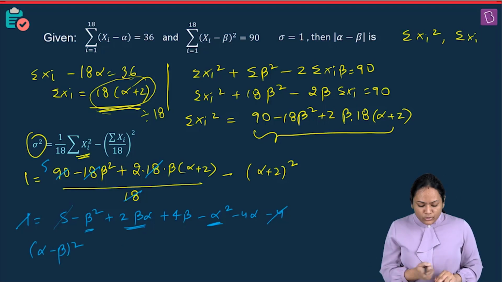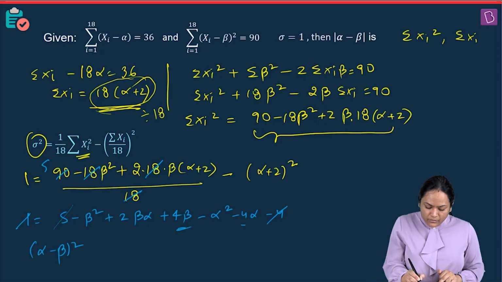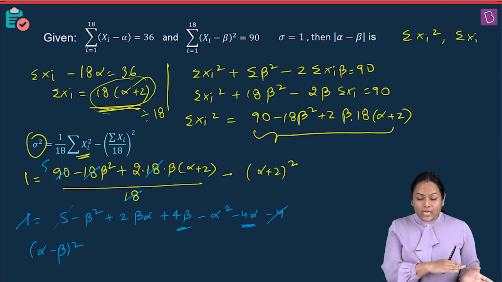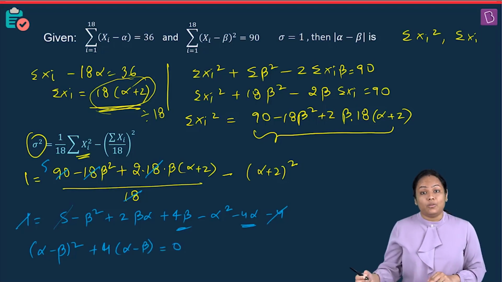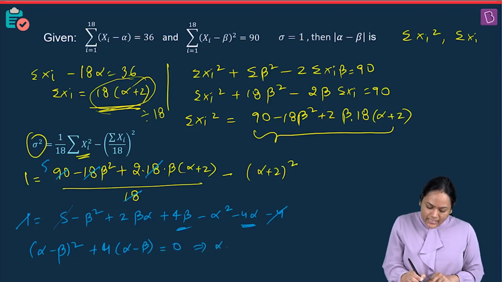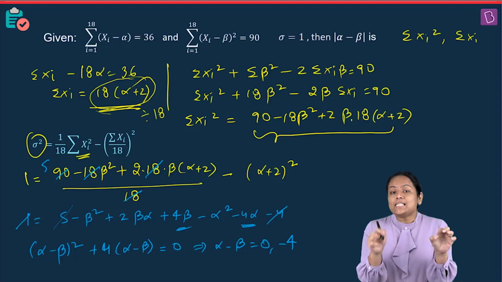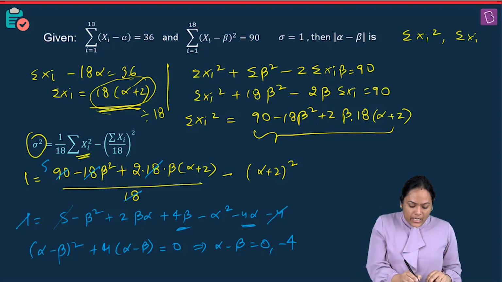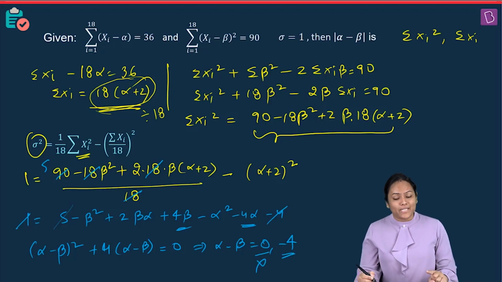And what are the leftover terms? The leftover terms are 4 beta, 4 alpha. When I take them again to the left hand side, it's 4 times alpha minus beta is equal to 0. So from here, I can say that alpha minus beta will be either 0 or minus 4. But since alpha and beta were distinct, alpha minus beta cannot be equal to 0. So the value is minus 4.